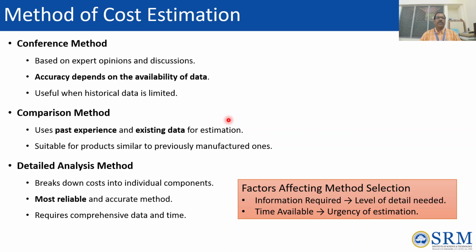When is it useful, or when will they adopt this conference method? When they don't have any historical data. What is meant by historical data? Assume one piston making company. They have been making pistons for multiple years, more than 20 or 30 years. Then they will have all the data, like how they prepared 10 years before, 5 years earlier, or 20 years earlier. They will have all the history of data. With that historical data, they can prepare a more detailed estimate.